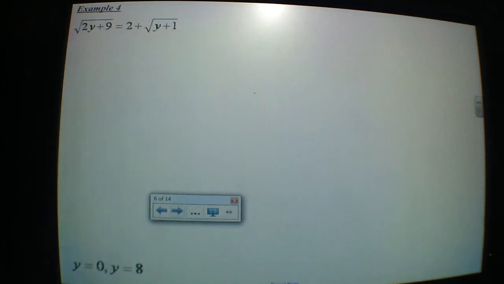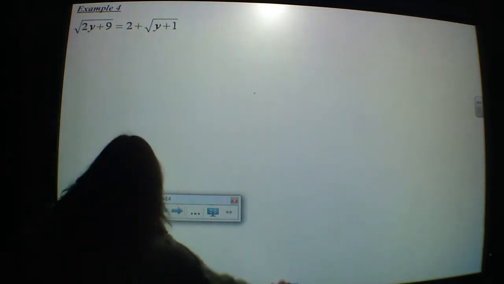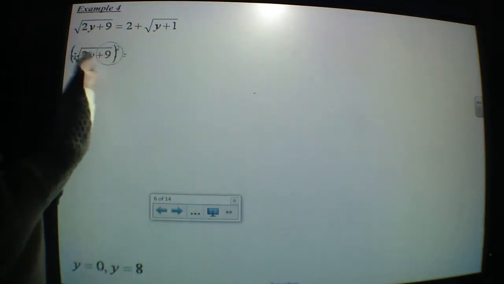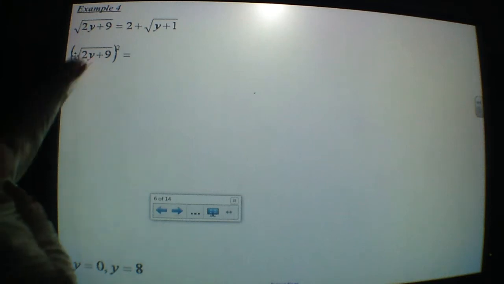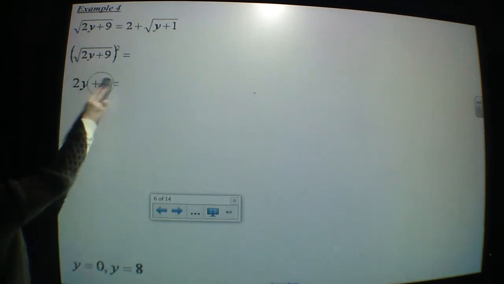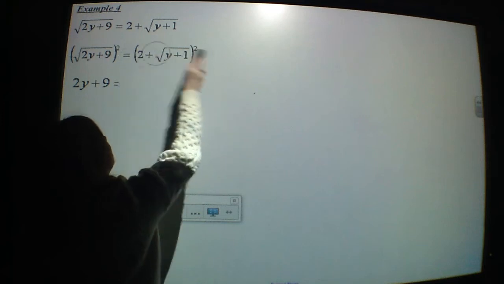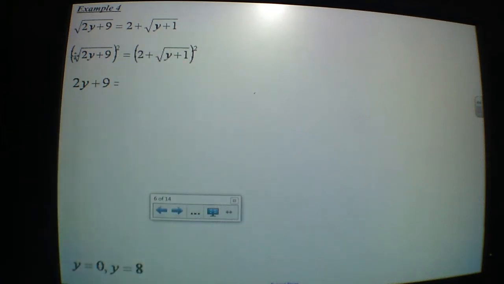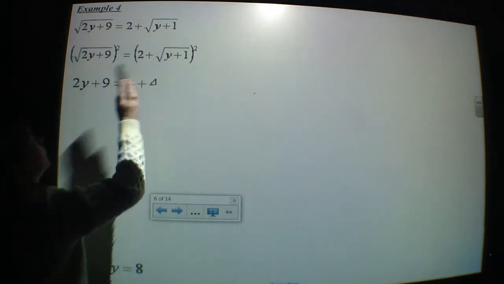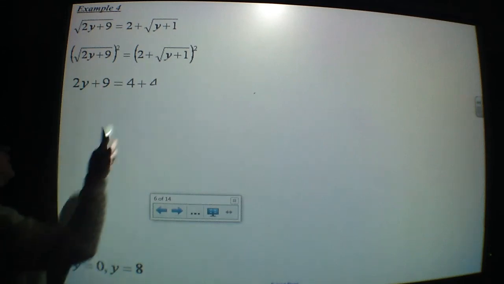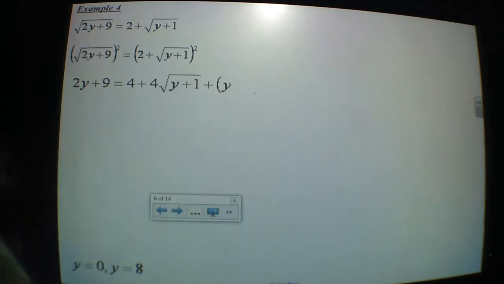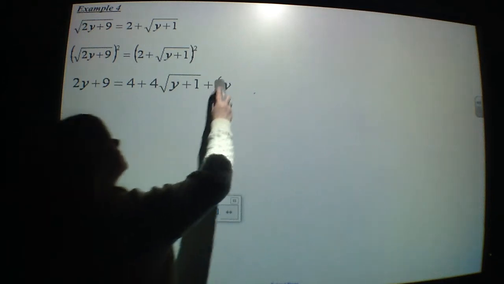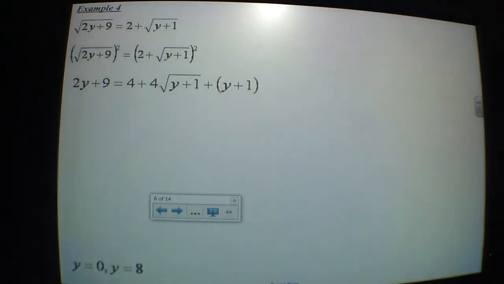Let's solve this equation with some square roots. I'm going to take each side, and I'm going to square each side. So when I square the left side, I just will end up with 2y plus 9. And when I square this, you're going to FOIL it. First, outer, inner, last. So then you'll end up with 4, 2 squared. And then your outer and inner terms, when you combine them, will be 4 times the square root of y plus 1, plus y plus 1.